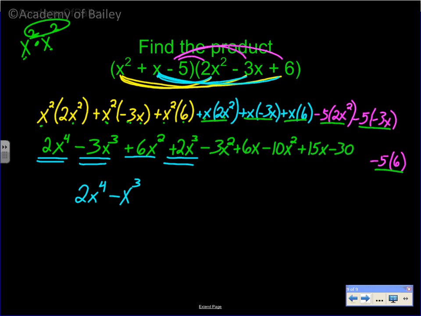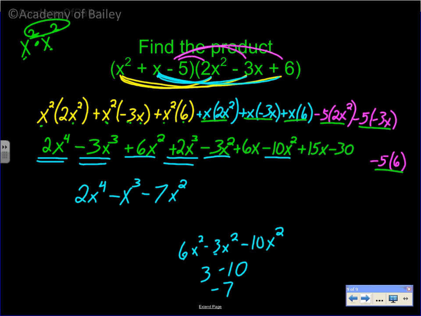We have a positive 6x squared, a negative 3x squared, and a negative 10x squared. So 6x squared minus 3x squared. I'm just going to make some quick notes here. Six minus 3 is 3, and then minus 10 is going to be negative 7. So we have negative 7x squared. And the second underline there to say that we've used those.